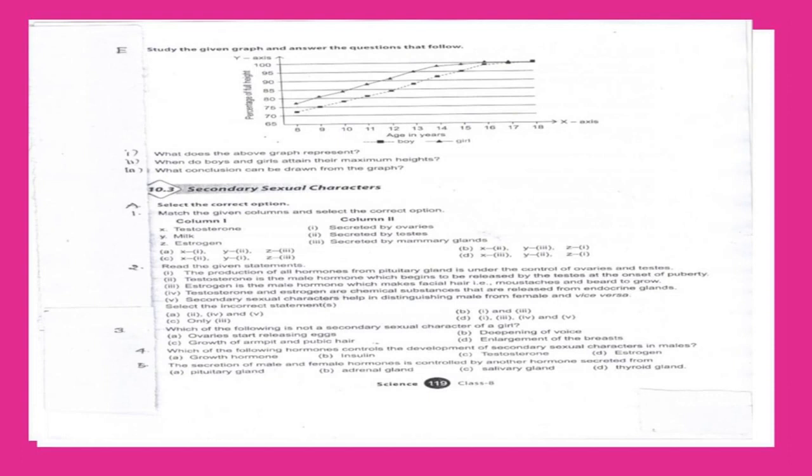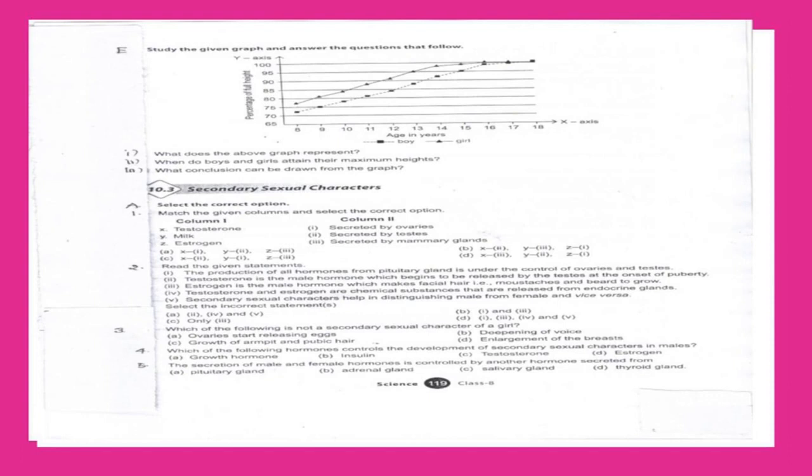Okay. Then the second one, secondary sexual characters. In boys, changes include increased height, changes in the voice, Adam's apple appears, and then development of hair all over the body, high pitched voice, and the secondary sexual characters.